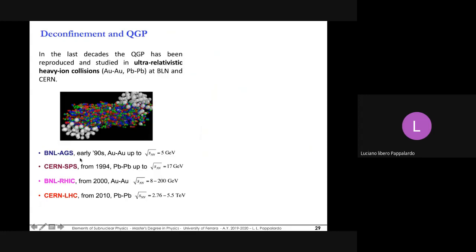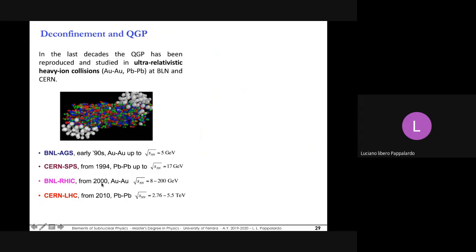So at Brookhaven National Lab with the AGS accelerator in the early 90s, they were colliding a gold nucleus with a center of mass energy of 5 GeV, so rather small energy. At the CERN Super Proton Synchrotron in 1994, there were a series of experiments based on lead-lead collisions at a center of mass energy of 17 GeV. Then again at Brookhaven, but now with a new machine, the RHIC, the Relativistic Heavy Ion Collider.